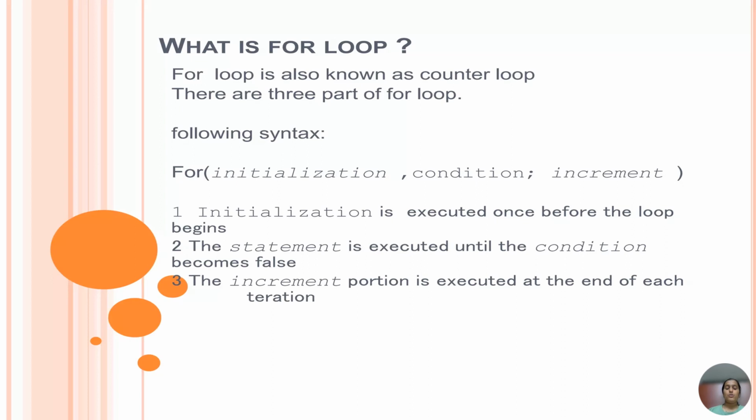In Java, for loop is a control flow statement that allows you to repeatedly execute a block of code. The three parts are: first one is initialization. It is executed once before the loop begins or starts. It is often used to initialize a counter variable. The statement is executed until the condition becomes false. In this condition statement, the loop continues to execute as long as this condition is true. If the condition becomes false, the loop exits.